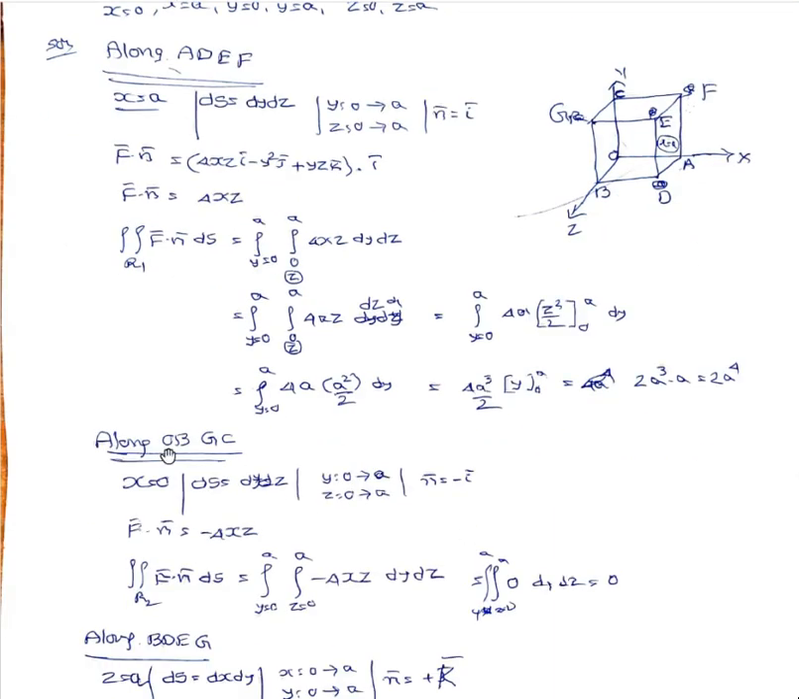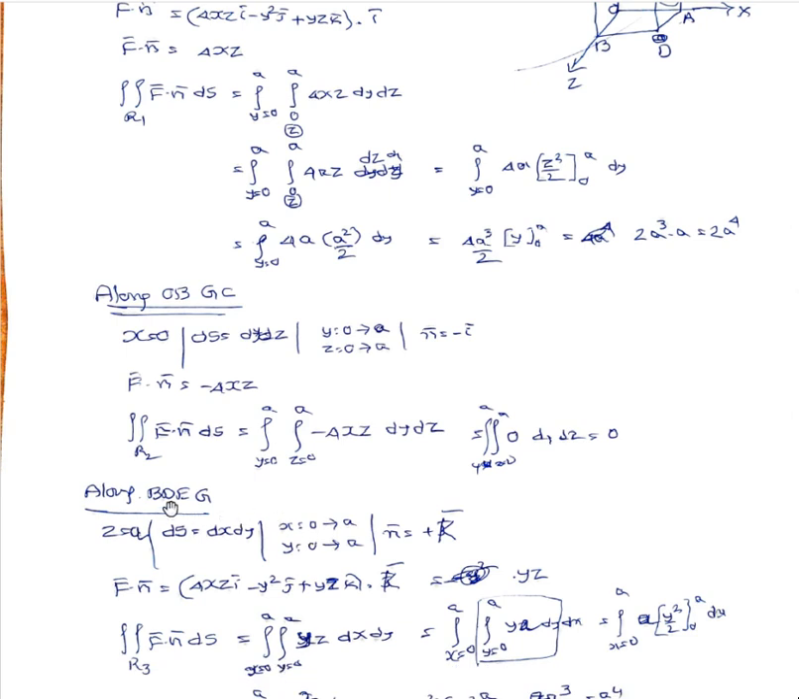Next, go for OBGC. This is the surface in the YZ plane. Therefore, x is equal to 0, and ds is equal to dy dz only. Y varies from 0 to a, and z varies from 0 to a. N bar is equal to minus i bar, because if you put a pencil here, it is in the opposite direction of x, the negative x-axis. Therefore, F bar dot n bar is minus 4xz. In place of x, if you write 0, you are going to get 0.